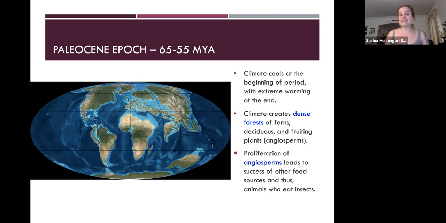Those are dense forests of ferns and deciduous trees. Deciduous trees are trees that lose their leaves, very different from tropical versions of those trees. And deciduous trees tend to grow in cooler environments. So massive dense forests are going to start to appear during the Paleocene, as well as fruiting plants, which are called angiosperms. These are going to proliferate enormously during this time, which is also going to allow insects to proliferate.